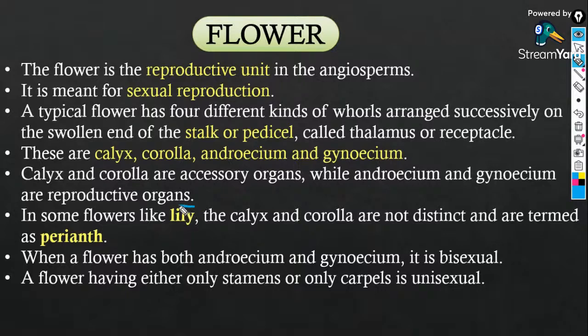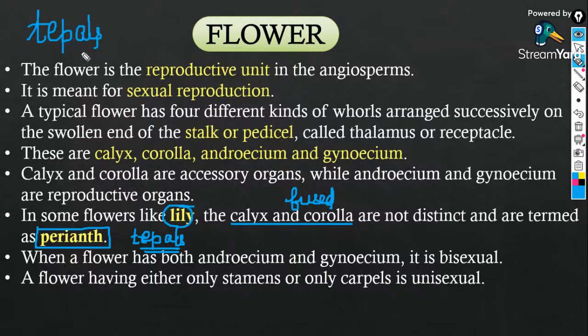So guys, in flowers of water lily, the petals and sepals are not separated. These calyx and corolla are fused. Such a condition you will call the perianth. And the individual unit of perianth you will call the tepals. Just like sepals and petals, when the calyx and corolla are fused together, you will call them what? Tepals.